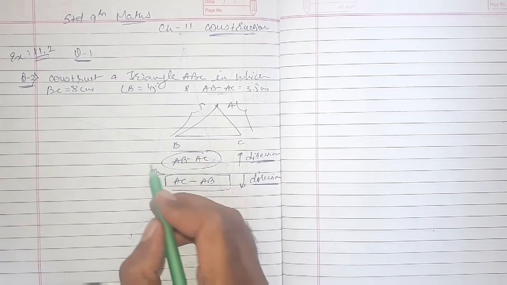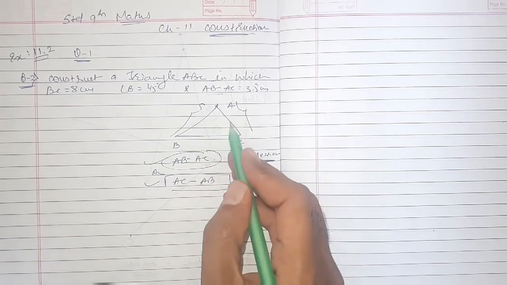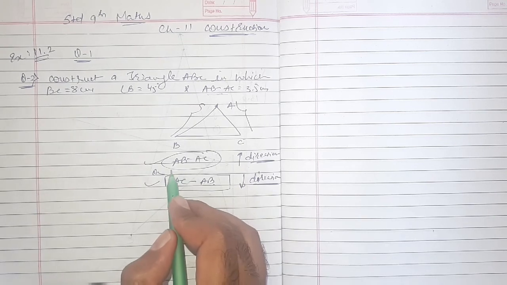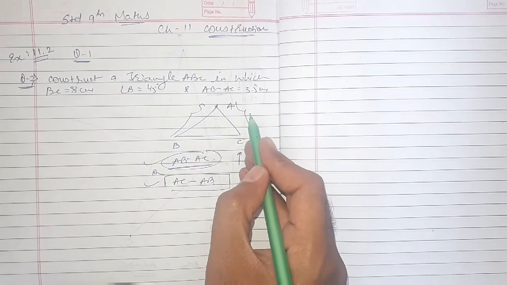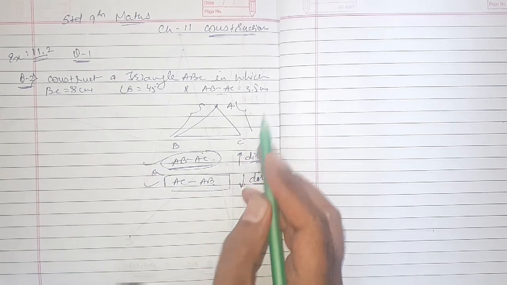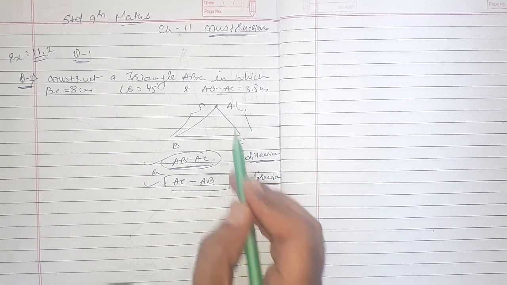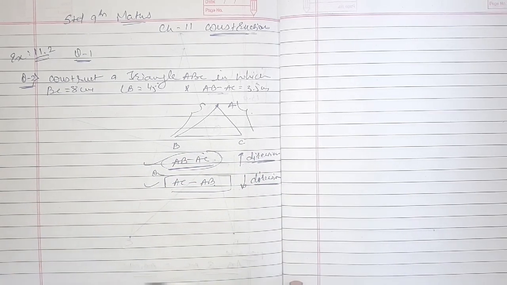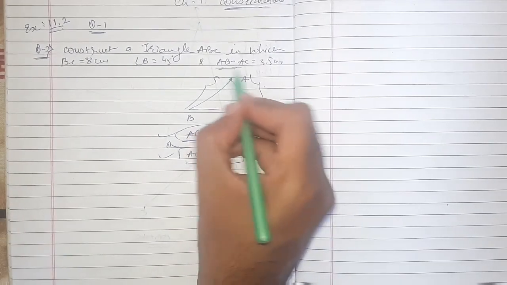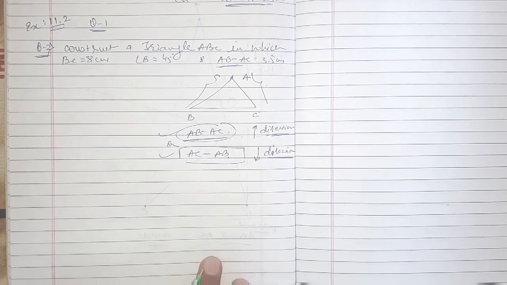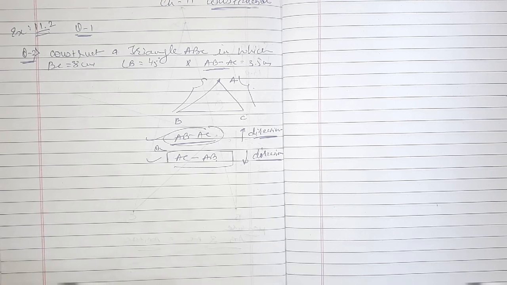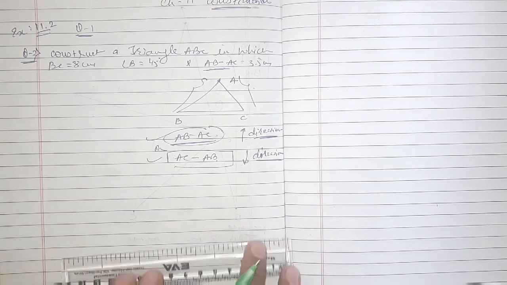Here there are two types: one is AB minus AC, and the second is AC minus AB. If we construct AB minus AC, we move in the upward direction, and if we construct AC minus AB, we draw the downward direction. In the question it is given as AB minus AC, so we construct in the upward direction. So first of all, draw BC of 8 centimeter.